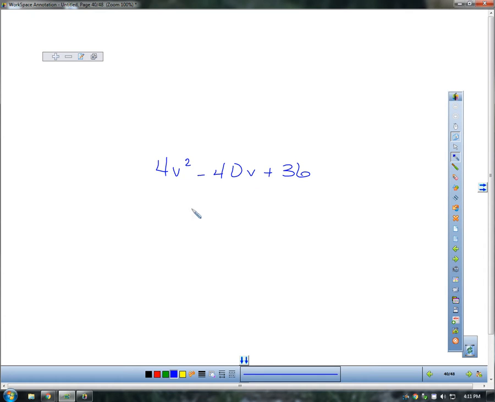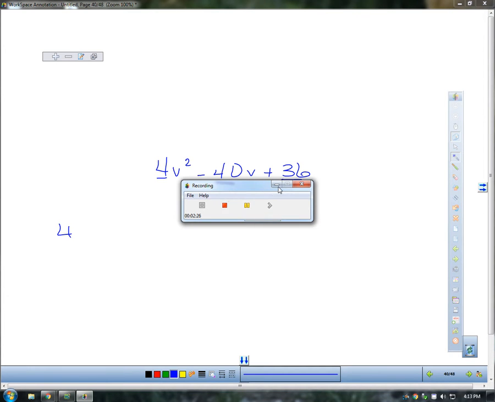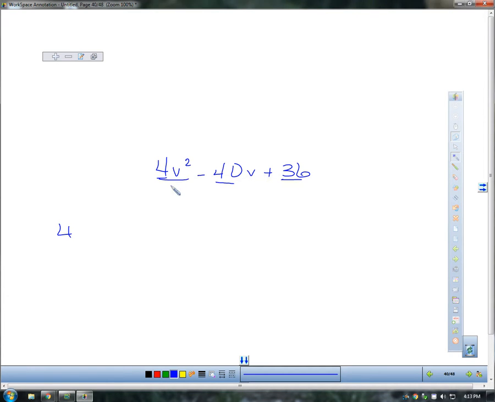Okay, we have a trinomial. But remember me telling you, the way that we factor trinomials, you've got to make sure that you pull out all of the GCFs. So 4, 40, and 36 all have a 4 in common. So I'm going to pull out a 4. I'm going to divide everything by my GCF, which gives b squared minus 10b plus 9. Okay?